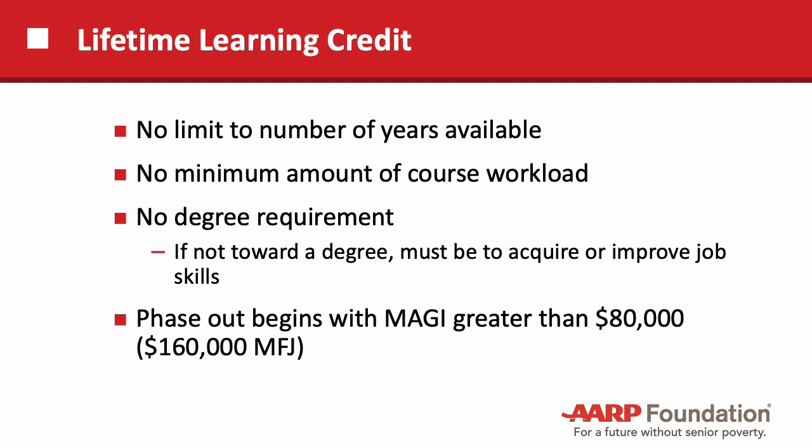There's no minimum amount of course workload, unlike the American Opportunity Credit, where they must be enrolled for at least half a year. There's no degree requirement. If it's not for a degree, it must be to acquire or improve job skills. And the phase-out begins with modified adjusted gross income greater than $80,000. Again, that's $160,000 for married filing jointly.